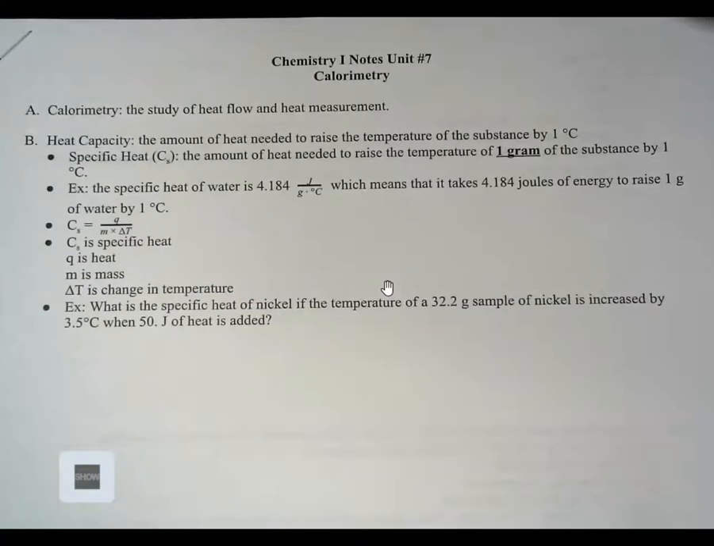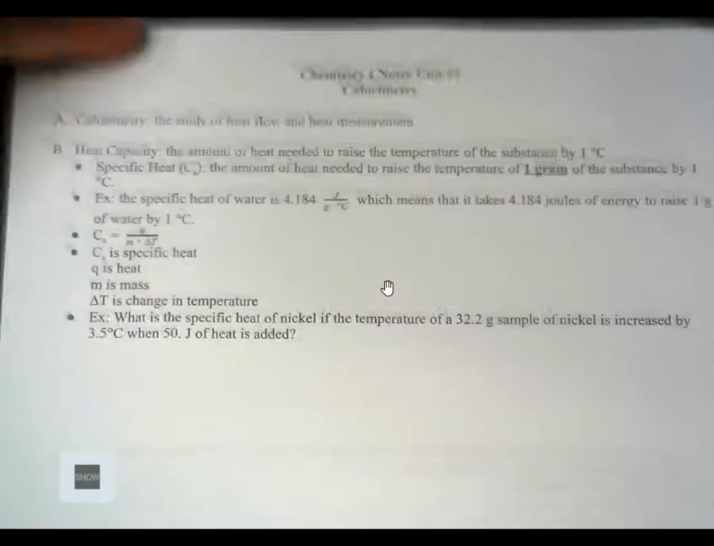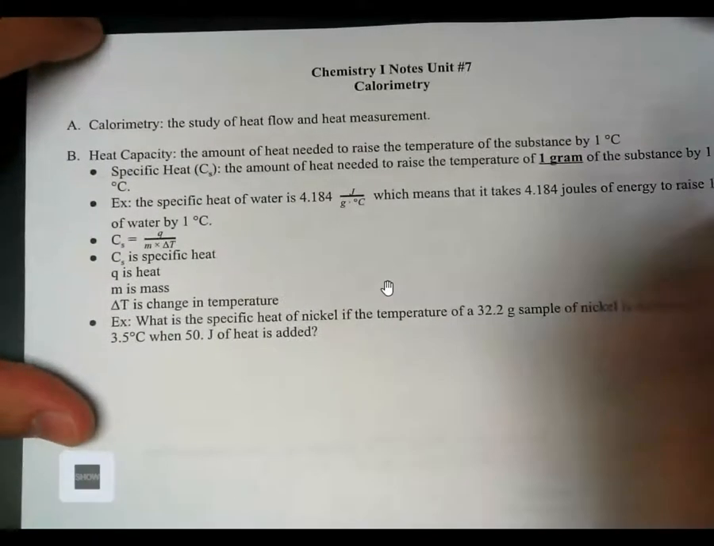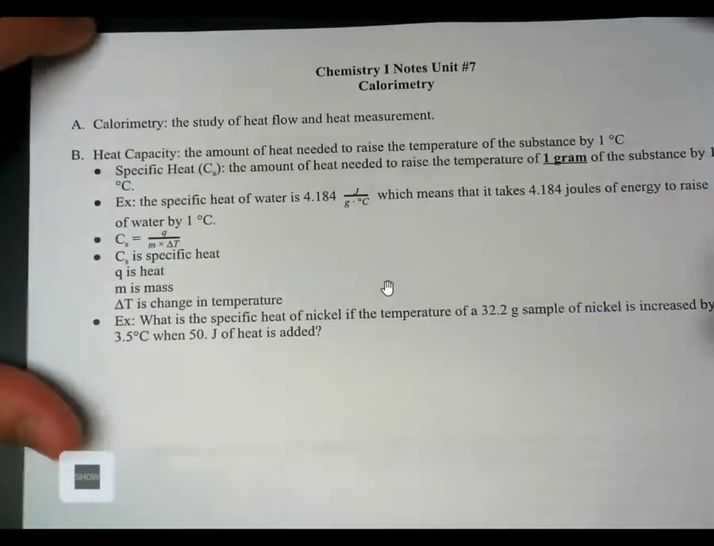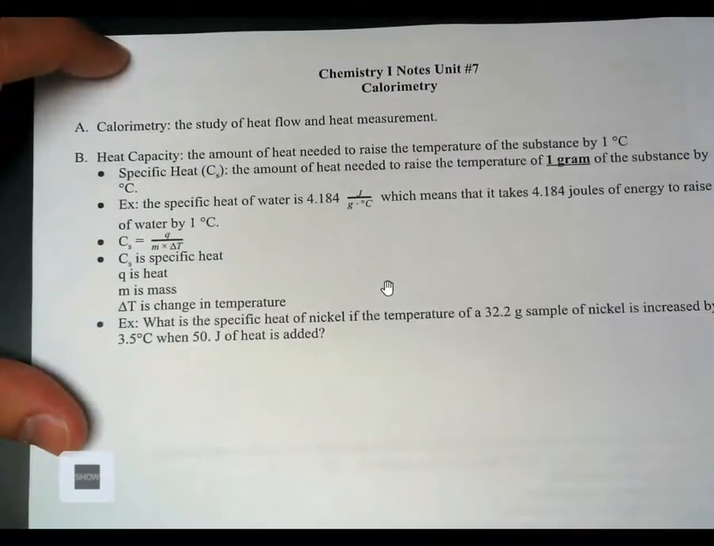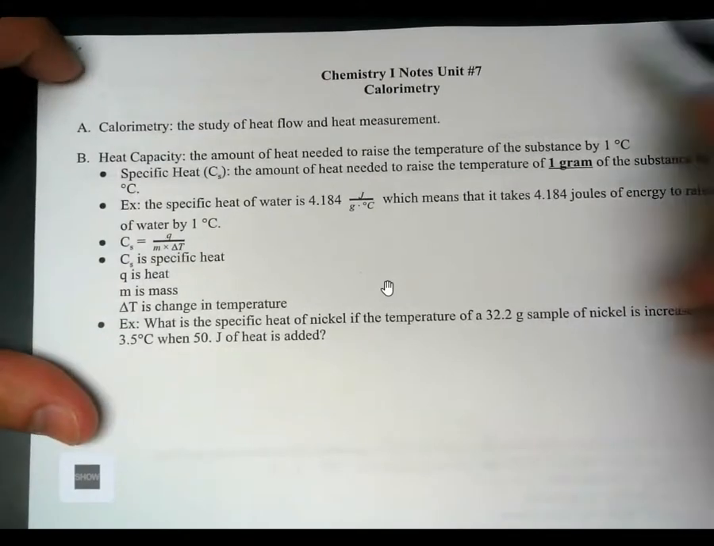All right, here we go, folks. So we're going to go through the calorimetry notes here, and then we should hopefully have some time to work on the homework after.